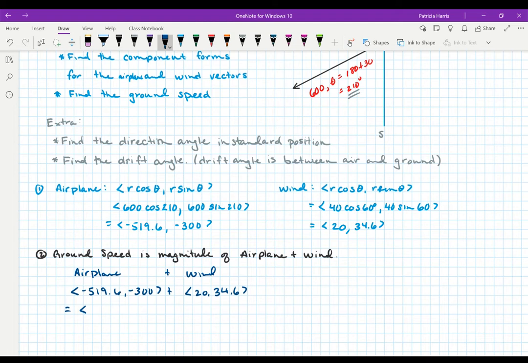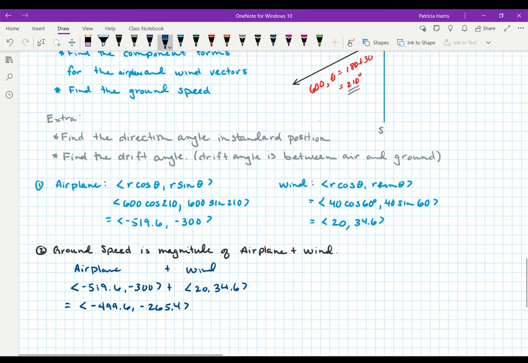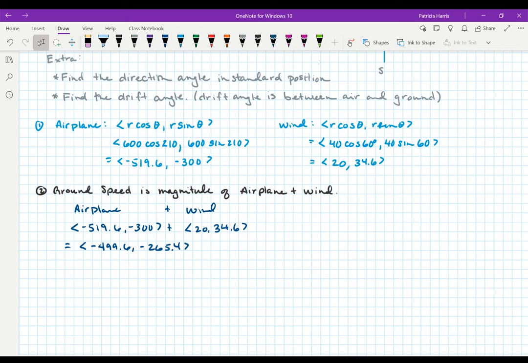Adding those together by components, we get negative 499.6 and negative 265.4. Since our components are both negative, that would again put our direction angle into that third quadrant. Now, since the ground speed is the magnitude, we're going to find the magnitude of our vector.